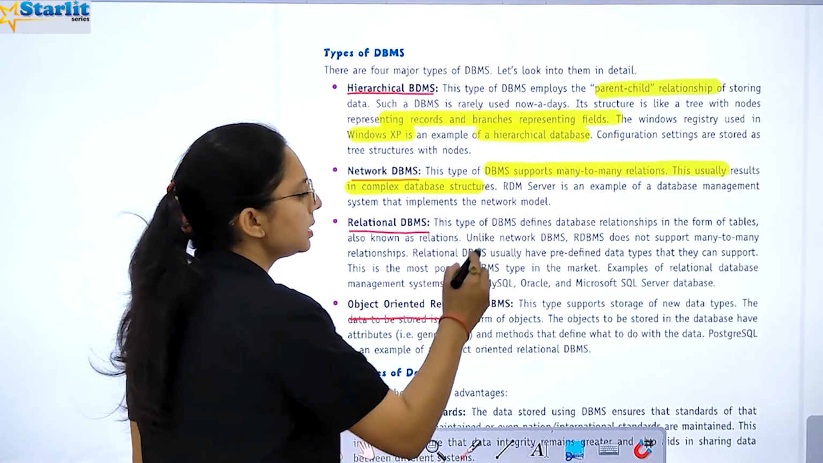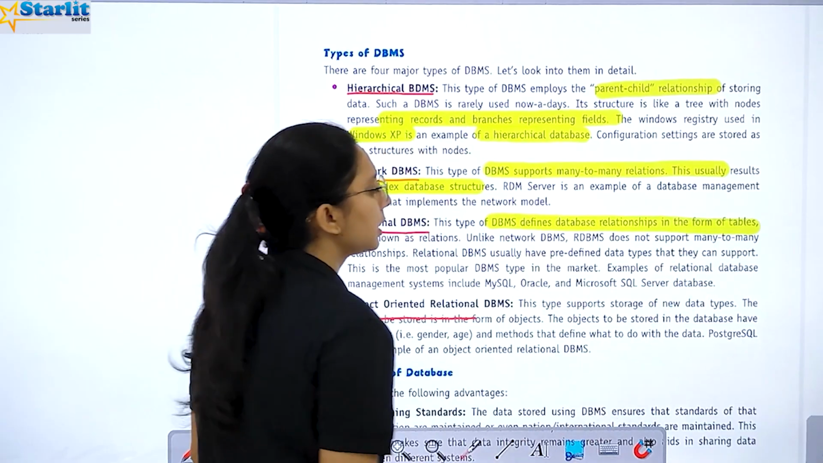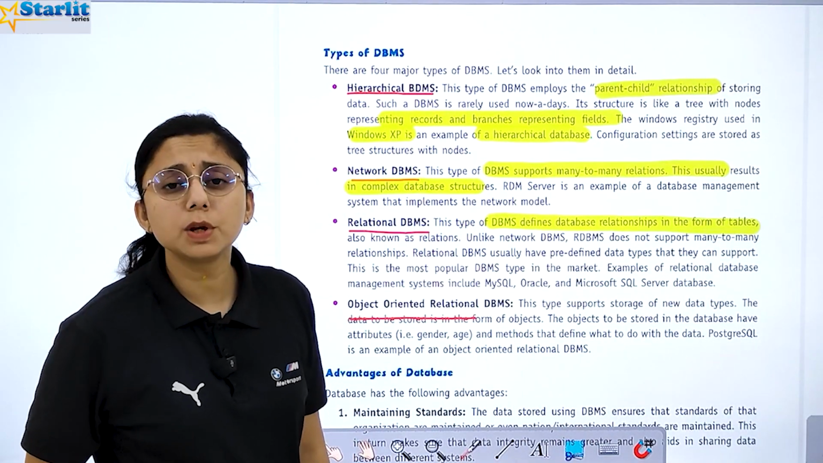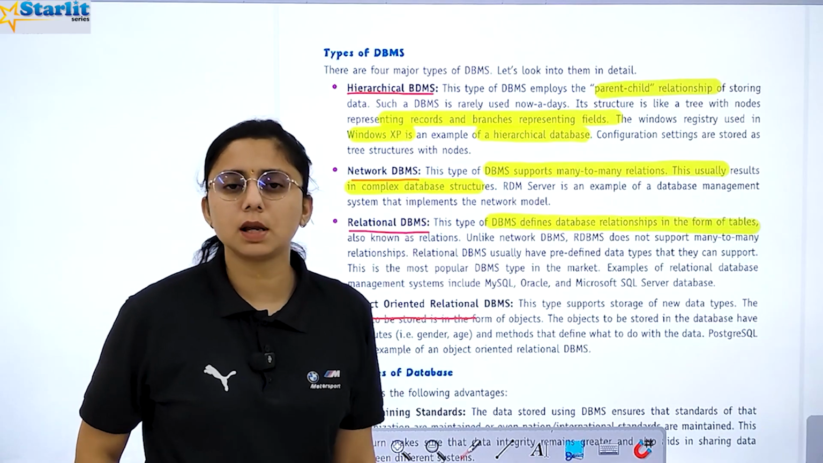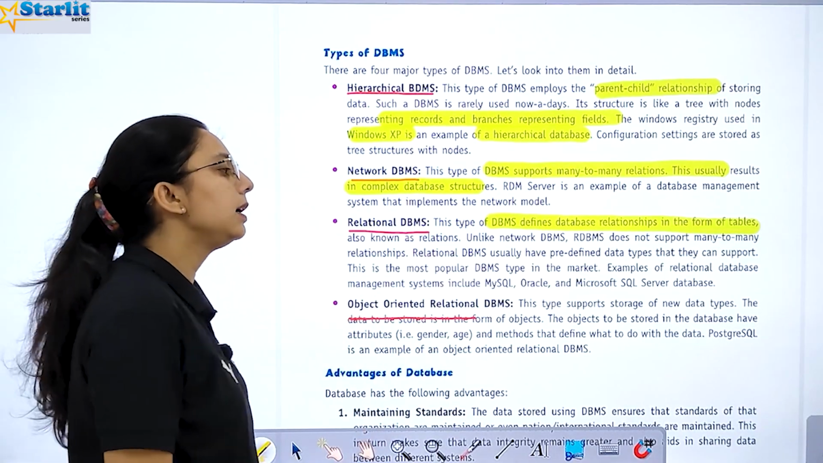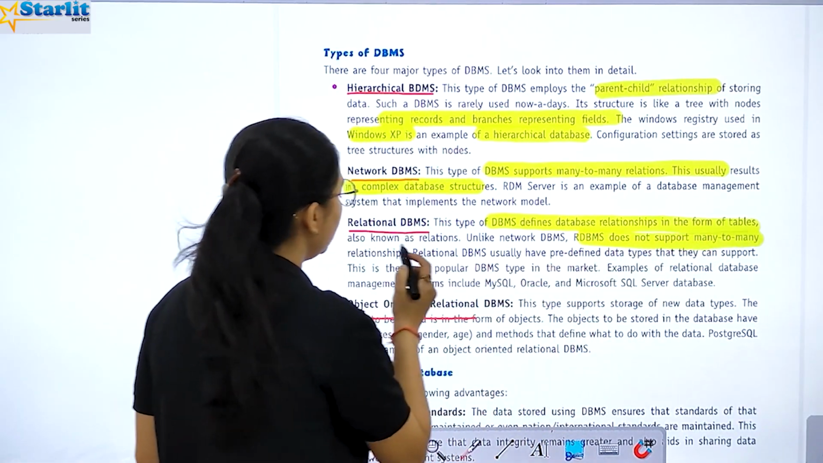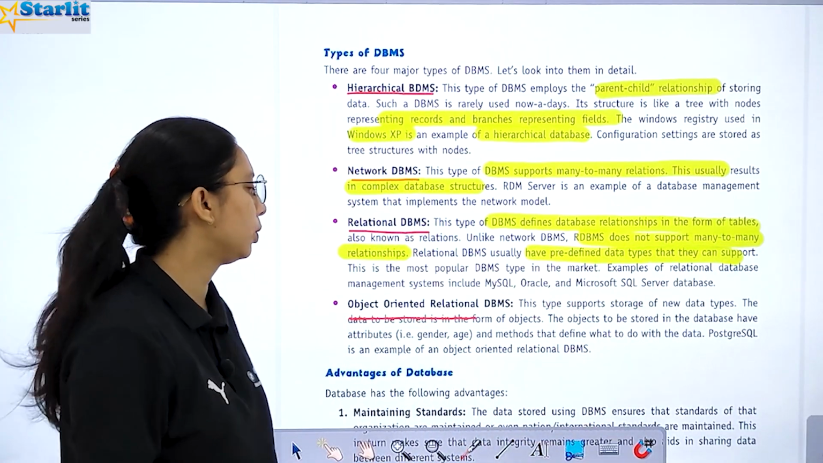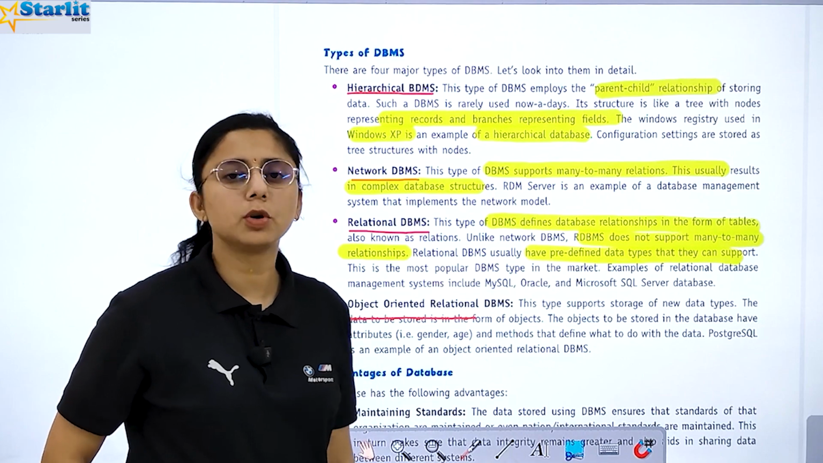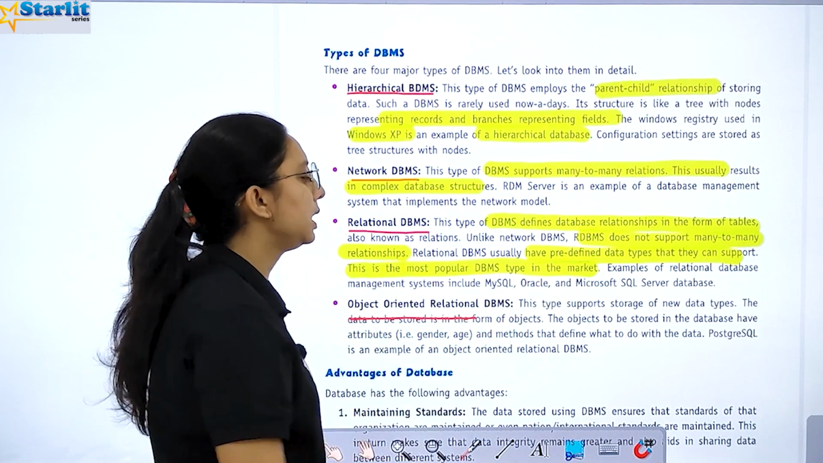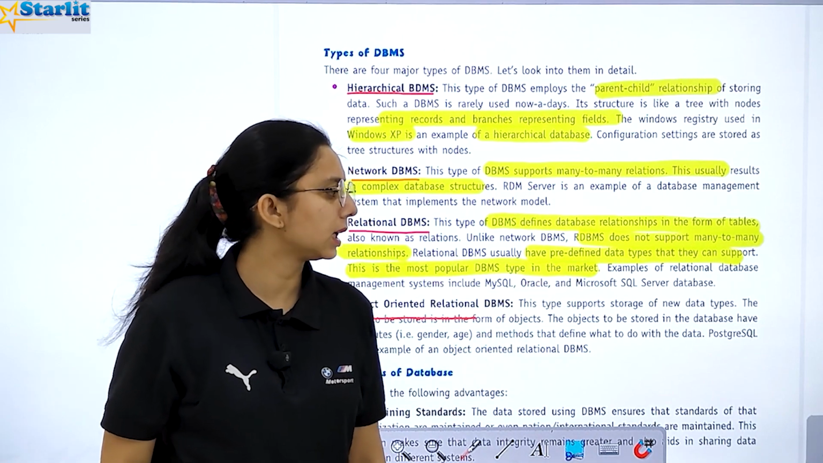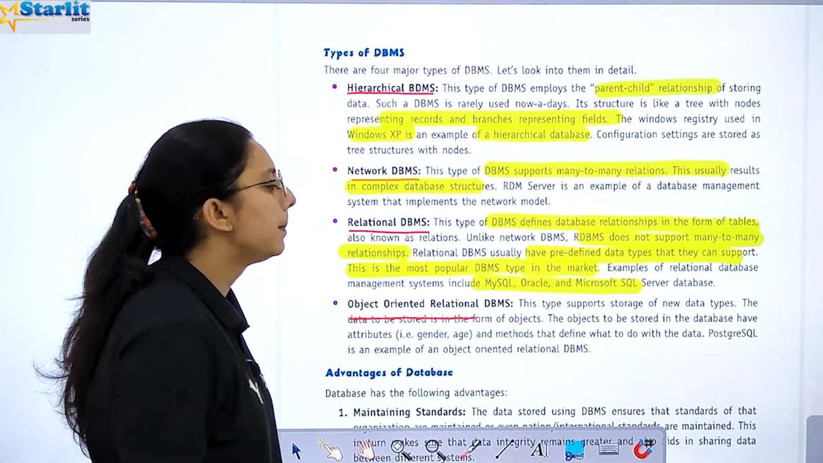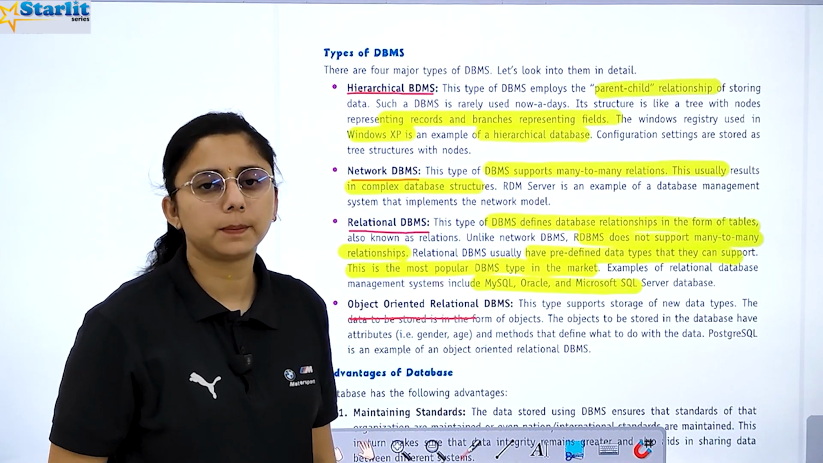Now relational DBMS, it is a type of DBMS जो किसको define करता है? Database relationship. किस form में? Table के form में. And what we call it, relations, right? Unlike the network DBMS, RDBMS does not support many to many relationship. It has predefined data types that they can support. And the most popular DBMS type in the market is relational DBMS. जिसमें आपका MySQL, Oracle, Microsoft SQL Server ये सब है, right?